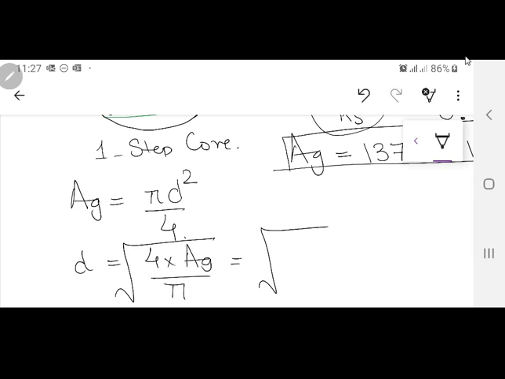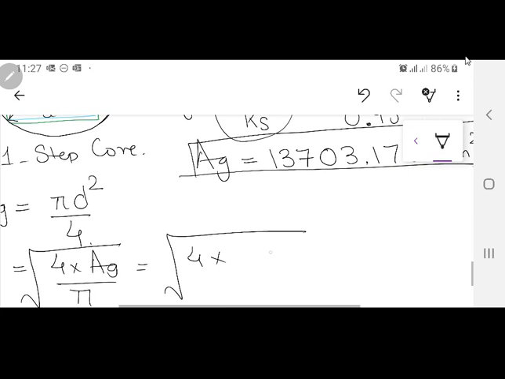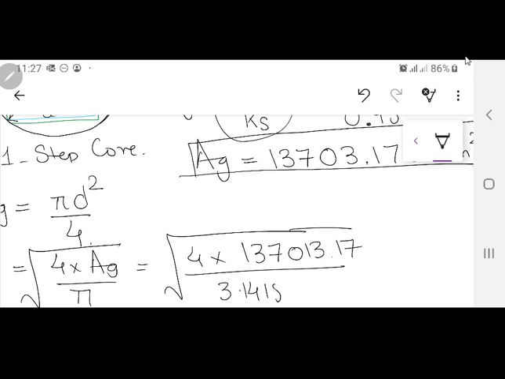Plug in the value. This is 4 into the value of Ag, which is 13017.13, divided by 3.141592654. It comes to 132.08. What is it, ji? 132.087.